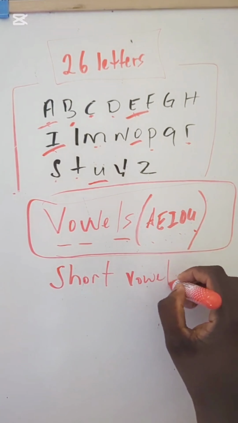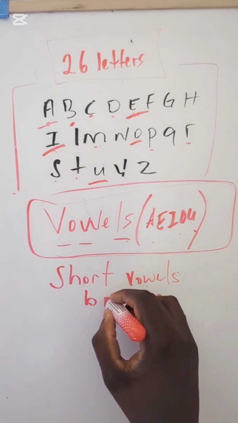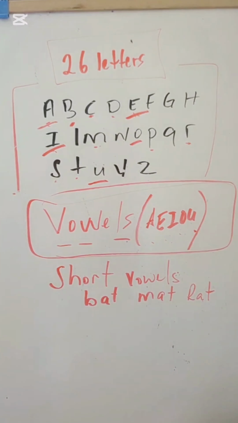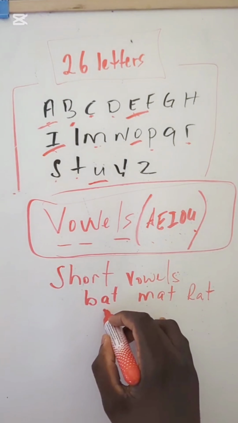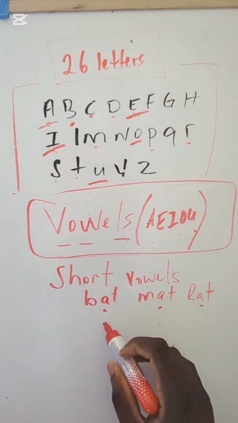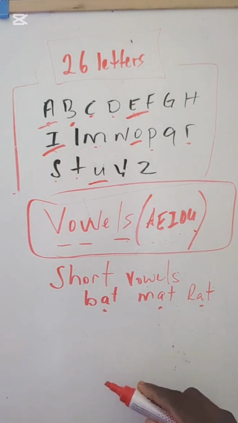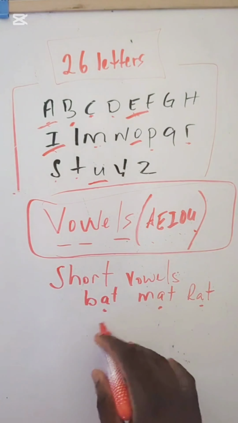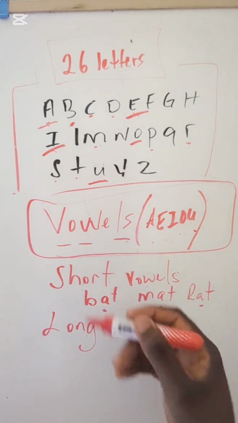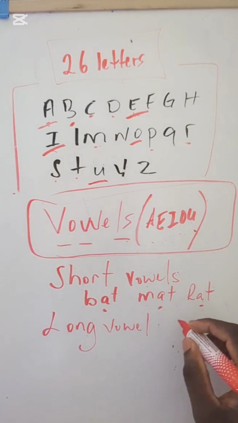Now, you have short vowels. Like in the words bat, mat, and rat, you're hearing the short vowel sound of the letter A. Now, you don't only have a short vowel, you have a long vowel as well. So this group is also subdivided into other groups: short vowel groups and long vowel groups.